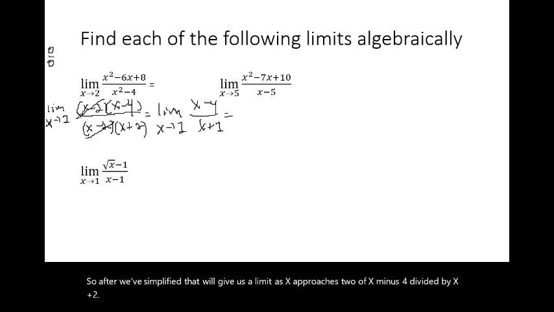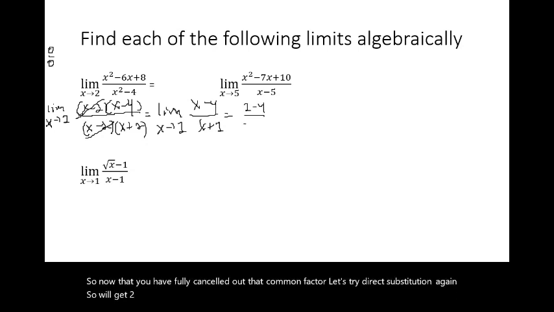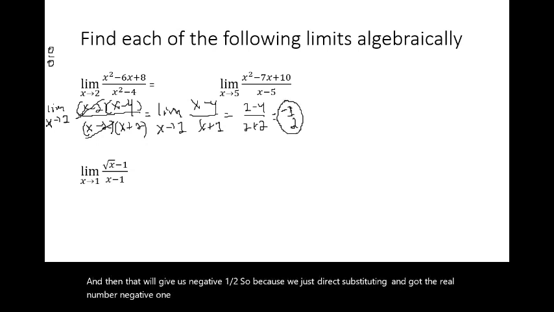So now that you have fully canceled out that common factor, let's try direct substitution again. So we'll get 2 minus 4 all over 2 plus 2. And then that will give us negative 1/2. So because we just direct substituted and got the real number negative 1/2, that means negative 1/2 is now our final answer.